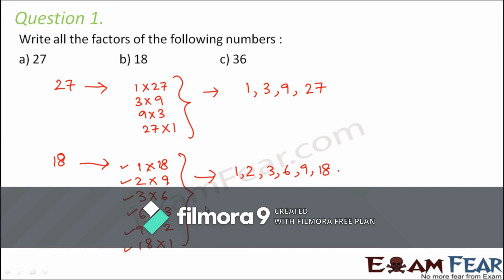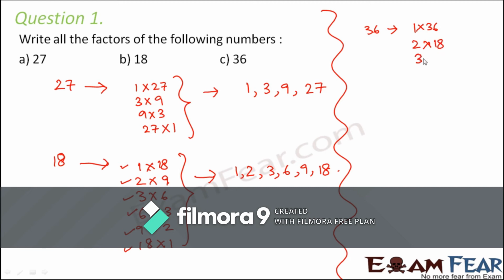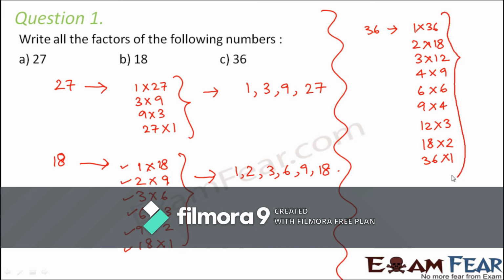Let us now talk about 36. So 36 can be written as 1 into 36, 2 into 18, 3 into 12, 4 into 9, 6 into 6, 9 into 4, 12 into 3, 18 into 2, 36 into 1. So these are the various ways in which you can write 36, which shows that 1, 2, 3, 4, 6, 9, 12, 18 and 36 are the factors of 36.